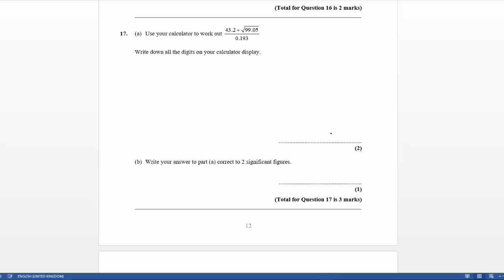So I'm doing that as we speak, and you should be doing it as well. Divided by 0.193. So these are the figures that have come up on my calculator: 275.4009671. So nice easy 2 marks just for showing that you can enter digits into a calculator appropriately.